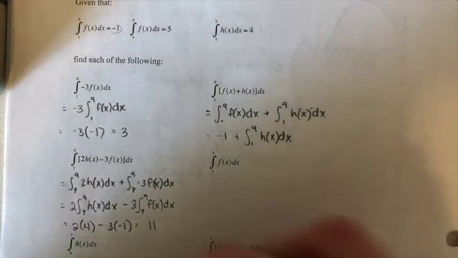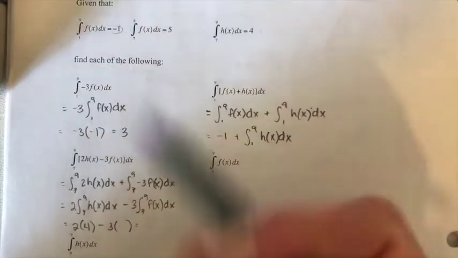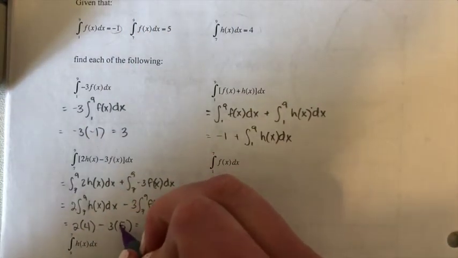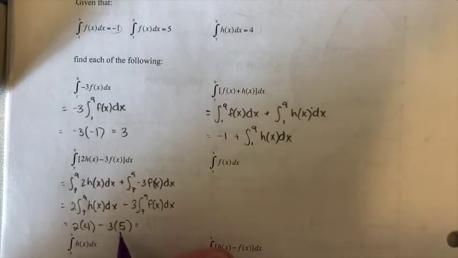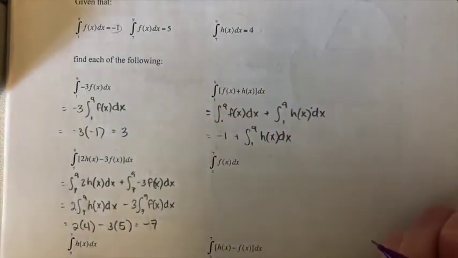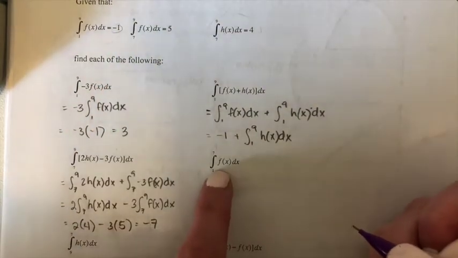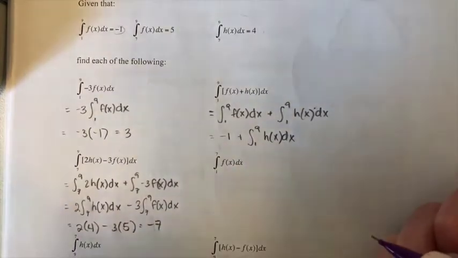Oh wait, not 11. This one's not the one. This is 5. Oops. So 8 minus 15 gives us negative 7. Because that's this one that we're looking at from 7 to 9. This one, we've got from 1 to 7 of f of x dx.